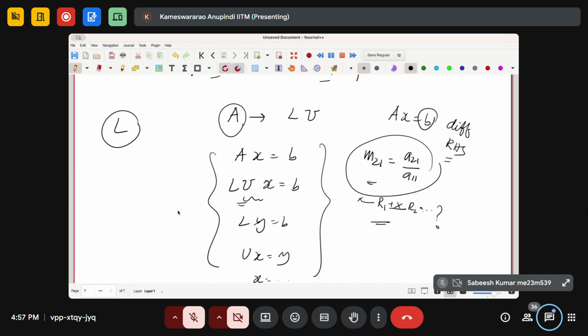Fine. So the complexity is going to be exactly the same as Gaussian elimination, but the way you calculate LU in LU decomposition is slightly different. We will not follow the Gaussian elimination process as such. We'll do it slightly differently. I'll explain that tomorrow.